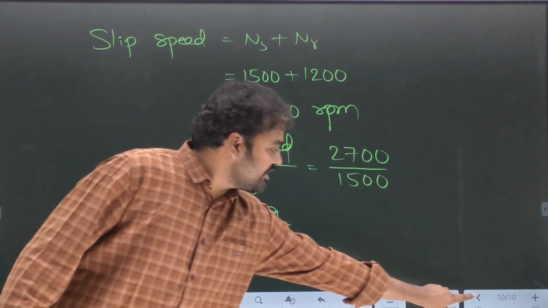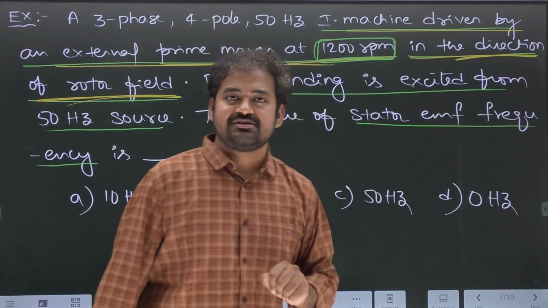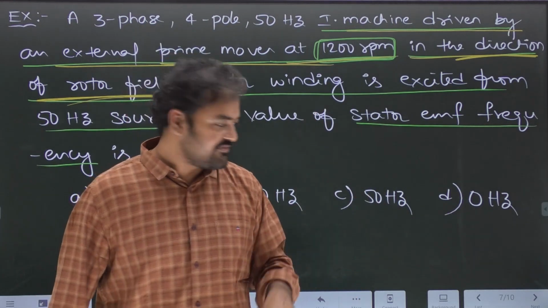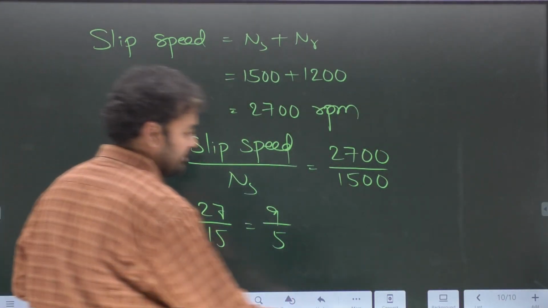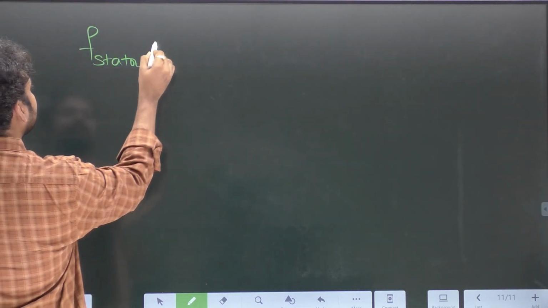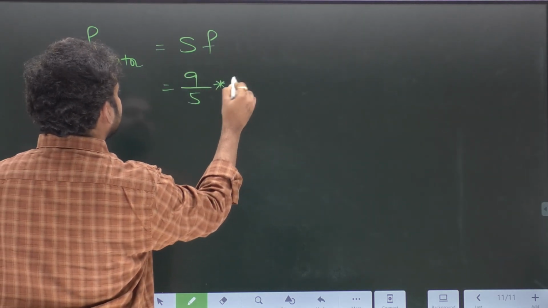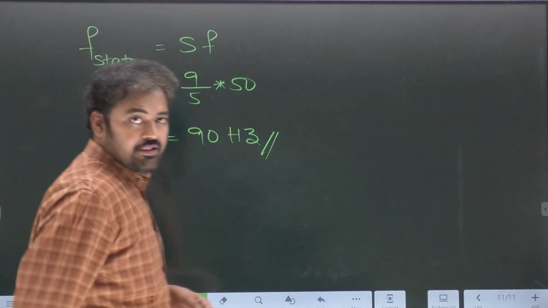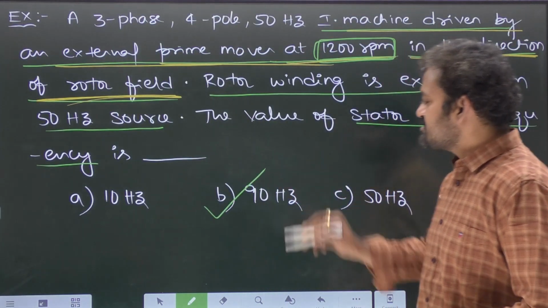But what is the ultimate answer we have to find? Yes, the answer that we need is the stator EMF frequency. As the supply was given to the rotor, the stator frequency is nothing but the slip frequency. And what is the formula for slip frequency when you know the slip? It is s times the supply frequency. Therefore, the frequency of the stator is equal to the slip frequency, which is 9 by 5 into the supply frequency 50. The answer is 90 Hz. So the answer for this question is option B, which is 90 Hz.